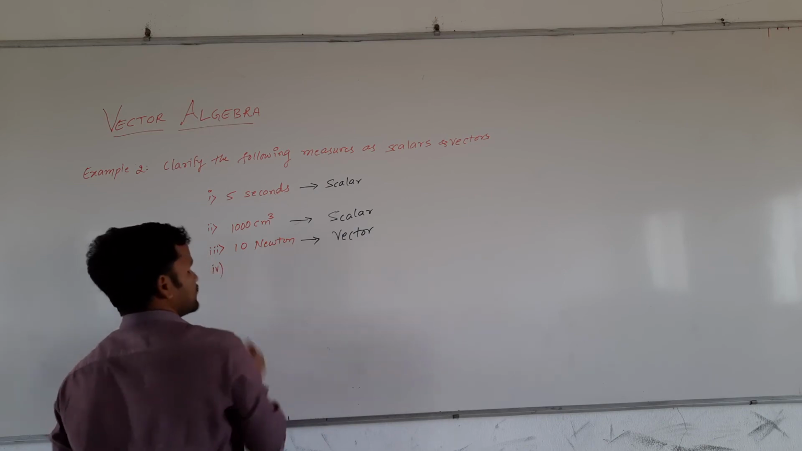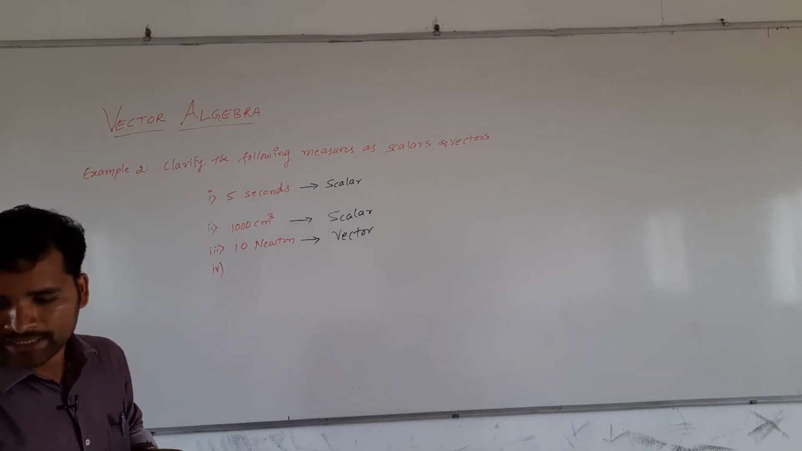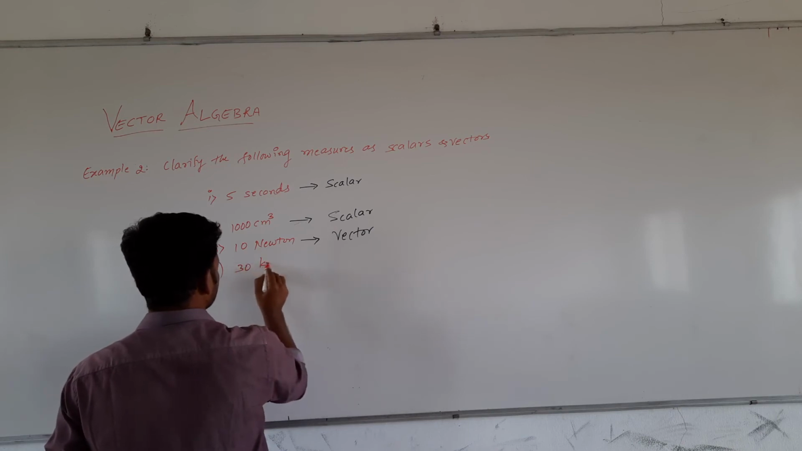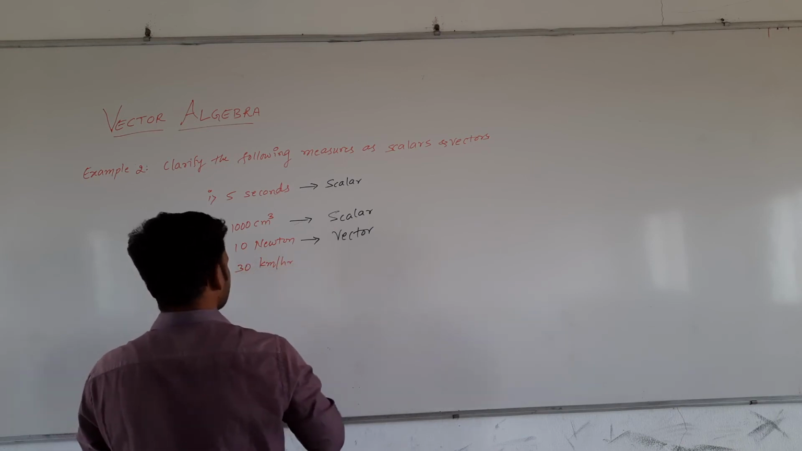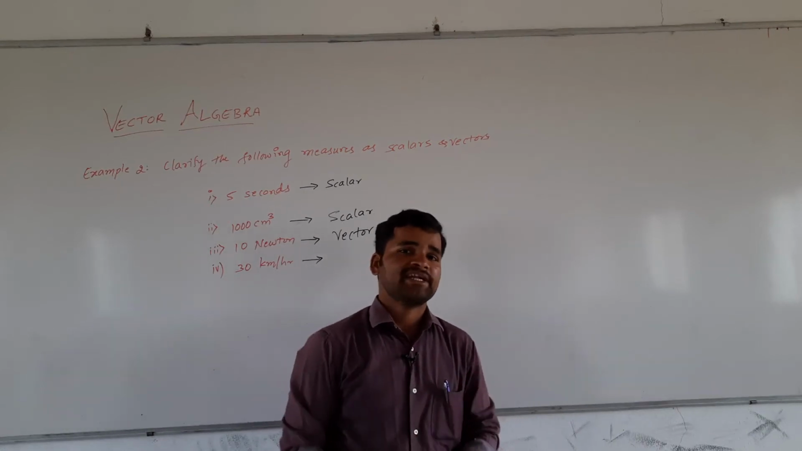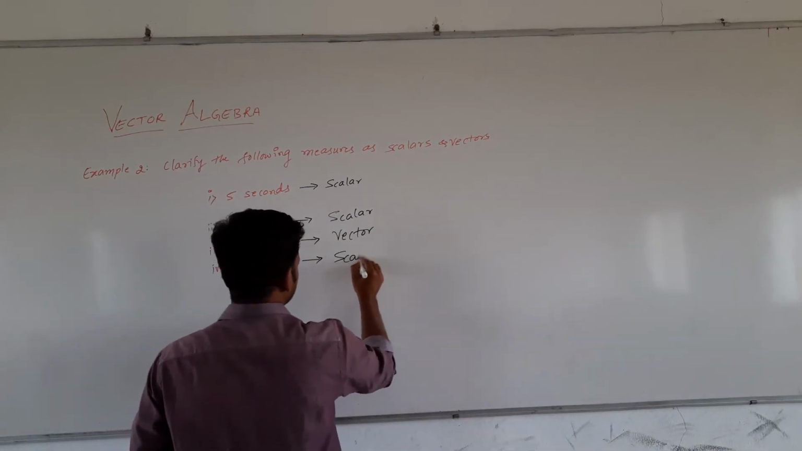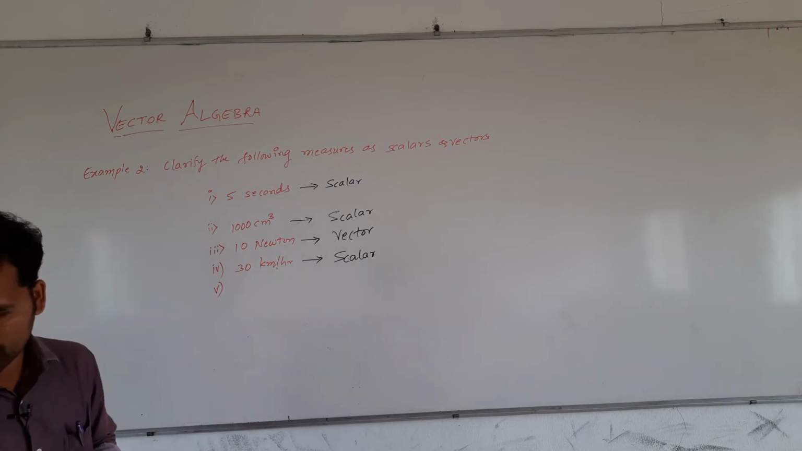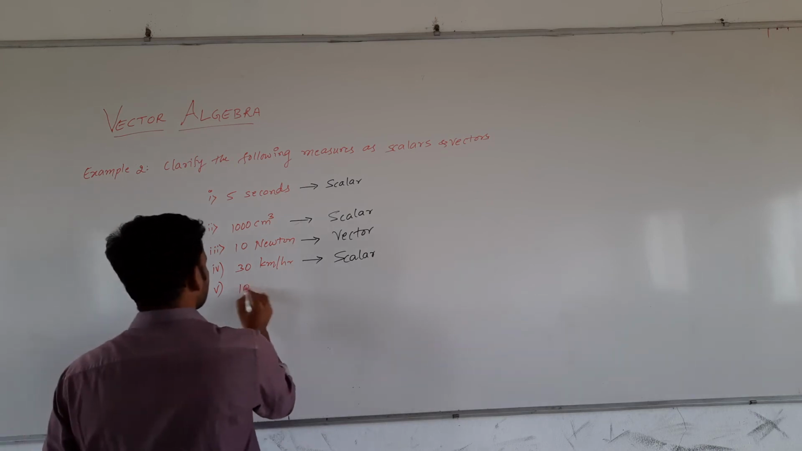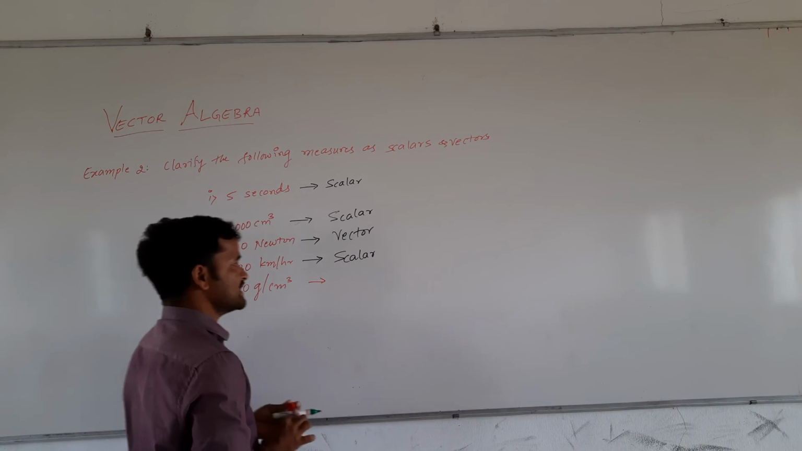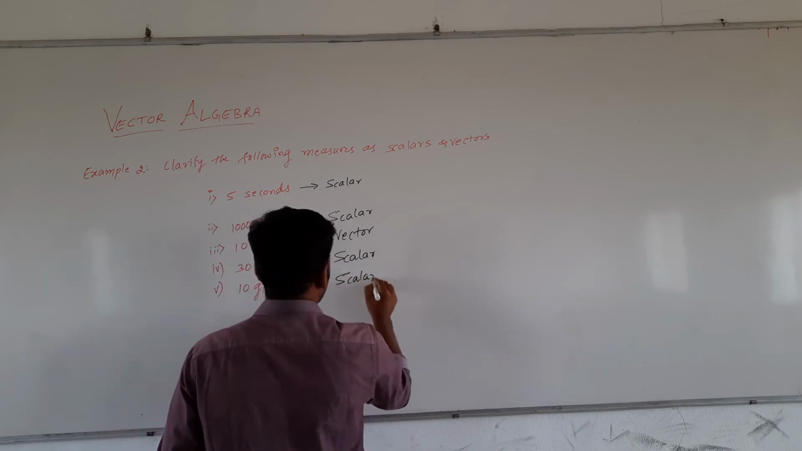Now, coming to the fourth one, it is given 30 kilometer per hour. Simply it is given 30 kilometer per hour, there is no direction. It is a speed, and speed is a scalar quantity. It has only magnitude, no direction. Now coming to the fifth one, that is 10 gram per centimeter cube. Gram per centimeter cube is what? It is density. Density has no direction, hence it is a scalar quantity.